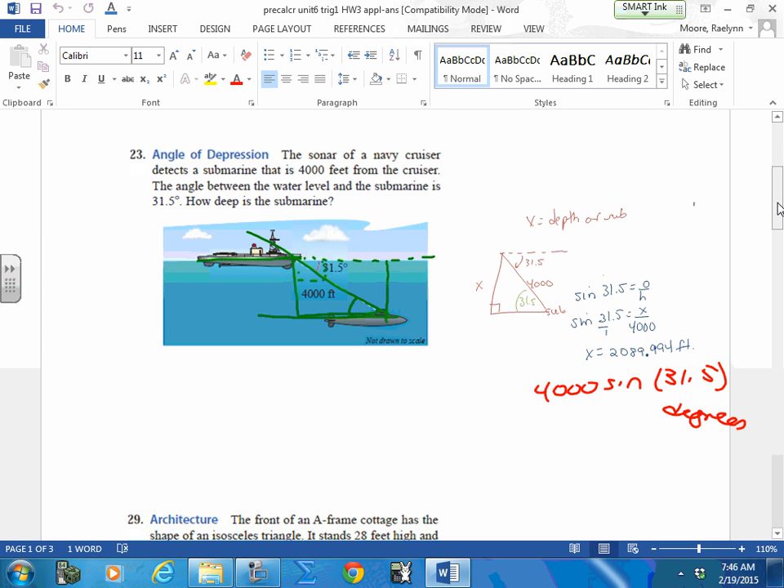It's oddly enough when kids take the regents, if they have their calculator in the wrong mode and they get a negative, they erase the negative sign. And I would always tell my kids, if you get a negative on an angle, something's wrong. It's probably your radians.